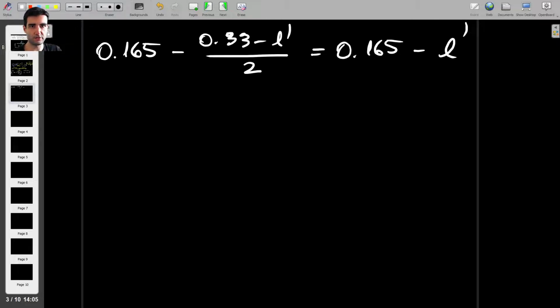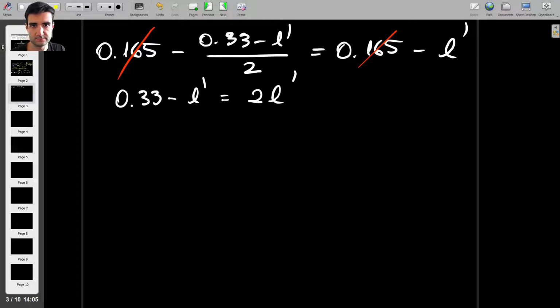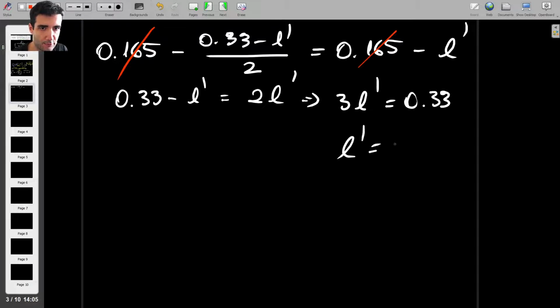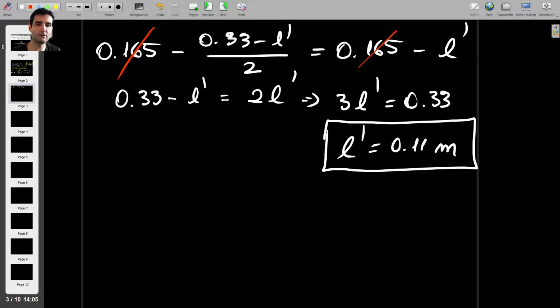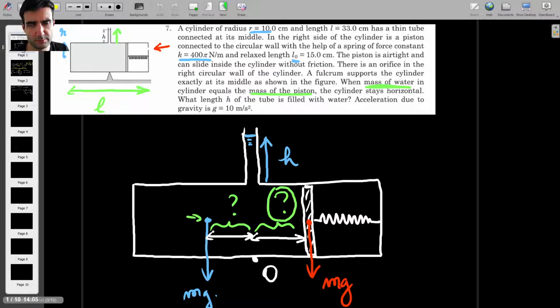So if we move things around, first of all, you should see that those cancel out. And then we essentially have 0.33 minus L prime is equal to 2L prime. So 3L prime is equal to 0.33. So finally, L prime is 0.11 meters. This is the final length of the spring, basically. So in the final state, when there's water inside, this distance is 0.11 meters.